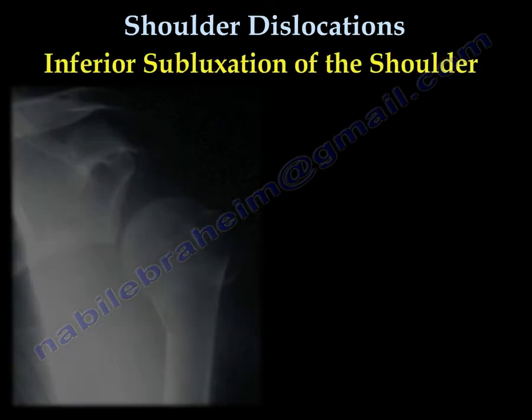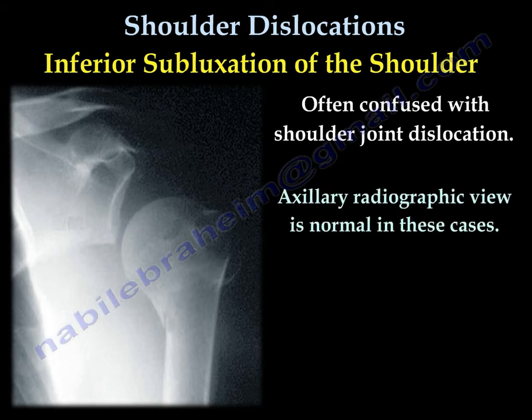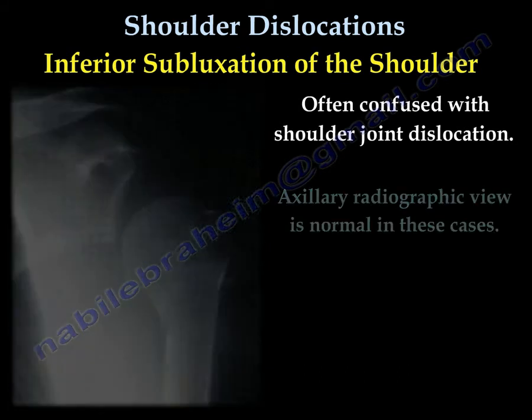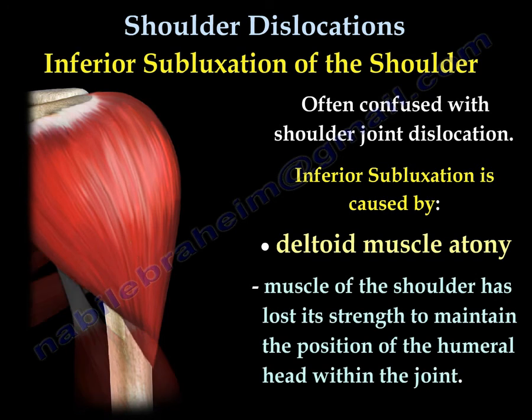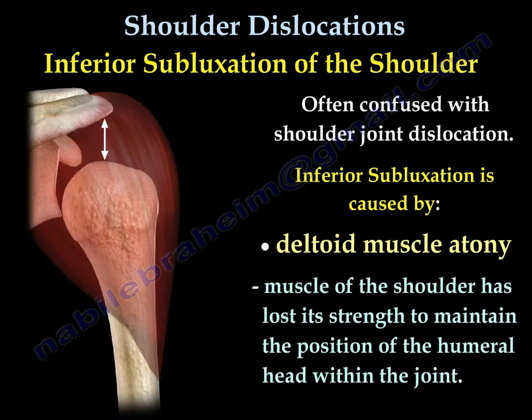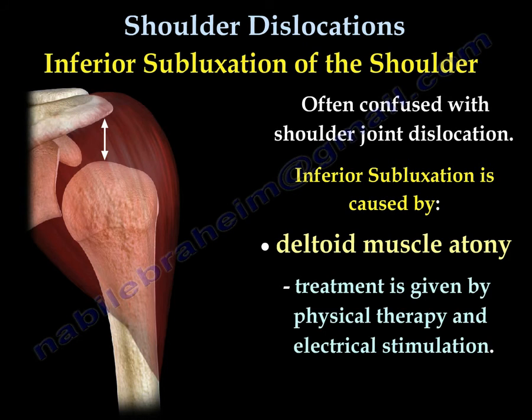Inferior subluxation of the shoulder is often confused with shoulder joint dislocation. Axillary radiograph views are normal in these patients. Inferior subluxation of the shoulder is usually caused by deltoid muscle atony, weakness of the deltoid muscle. And the treatment is usually physiotherapy, electric stimulation.